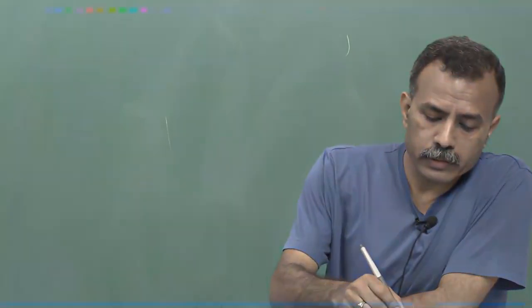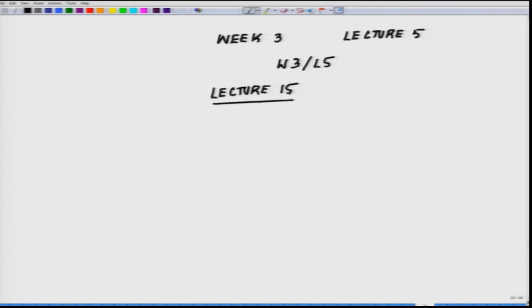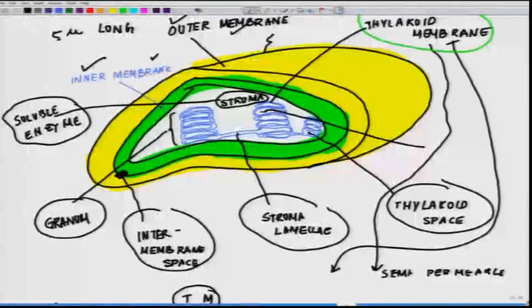So, to start off with, let us, okay. So, this is our week 3, lecture 5, W3L5, and in sum total this is lecture 15. And now going back to the structure where I started this week, structure of the thylakoid membrane.